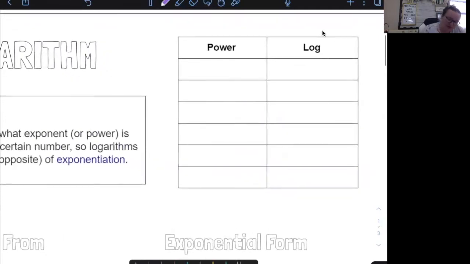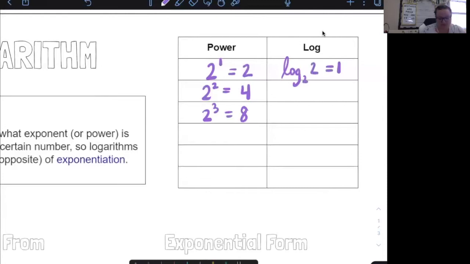So let's talk about 2 to the first power. 2 to the first power is 2. And 2 to the second is 4, 2 to the third is 8. If I express these exponents or these powers as logs, they're going to look like this. The log base 2 of 2 is equal to 1. The log base 2 of 4 is equal to 2. The log base 2 of 8 is equal to 3.